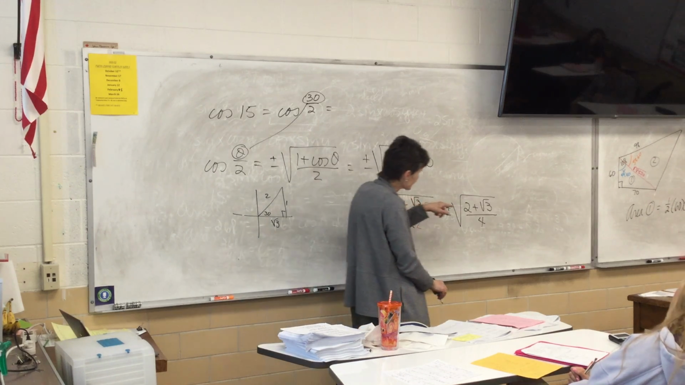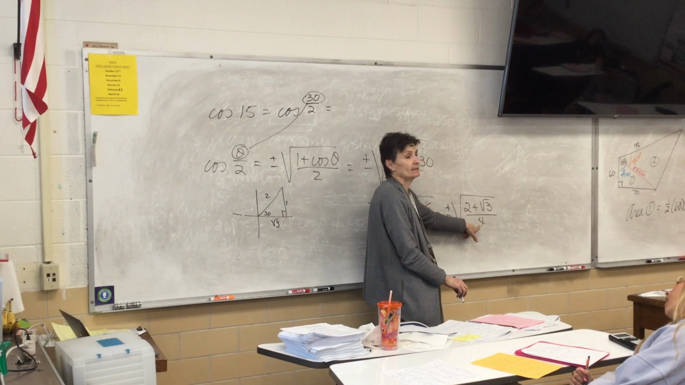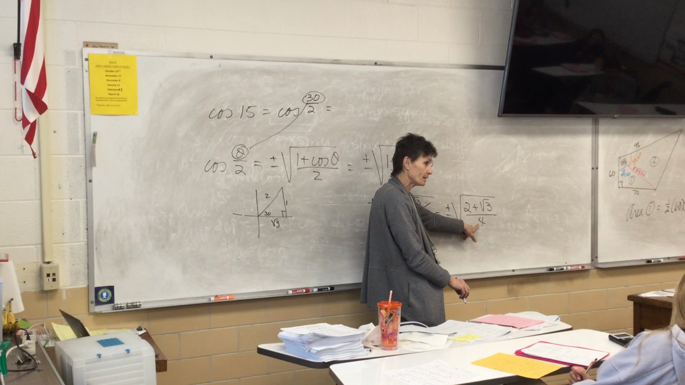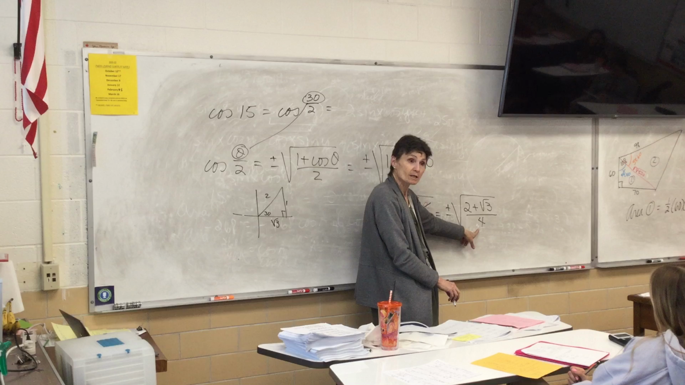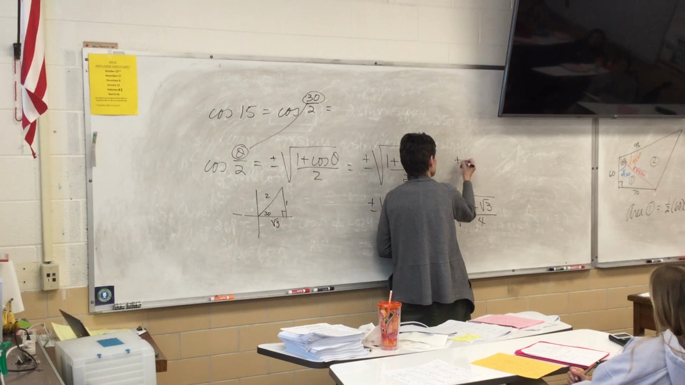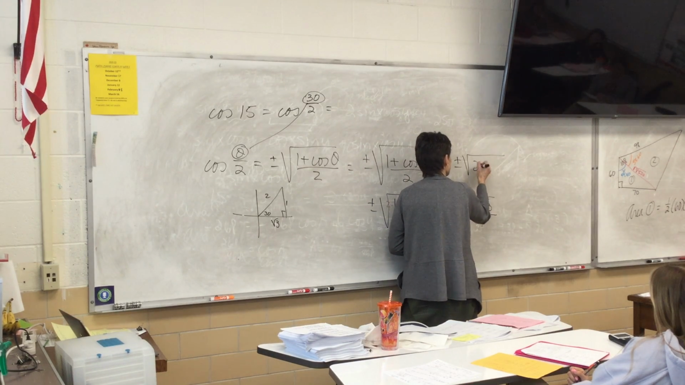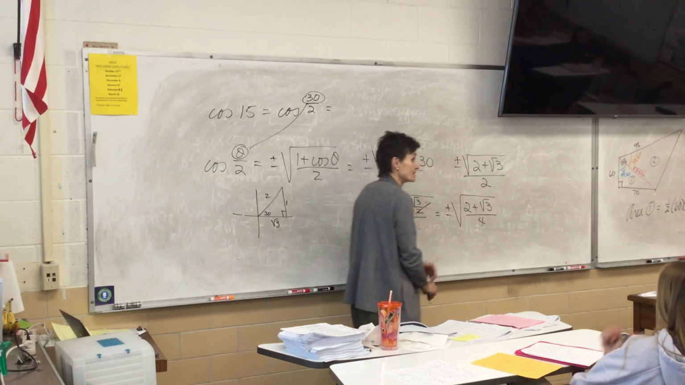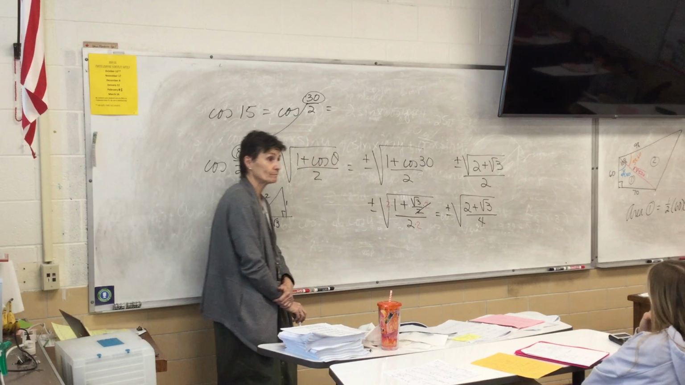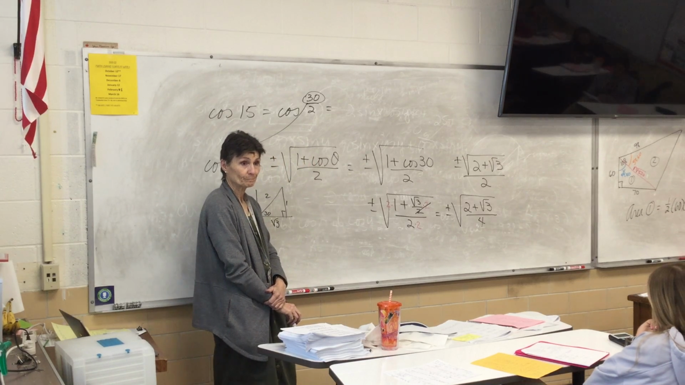And that is a magnificent thing to have in the bottom, because what's the square root of 4? Just 2. So the top stays a mess. The top stays the square root of 2 plus the square root of 3. But now the bottom is 2. Square root of 4.